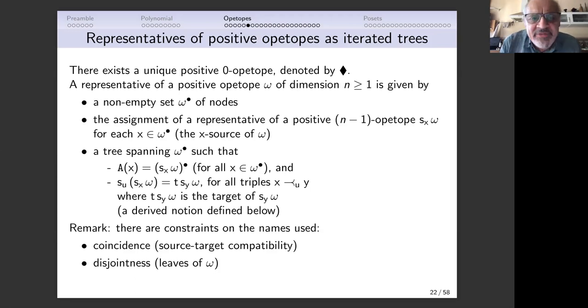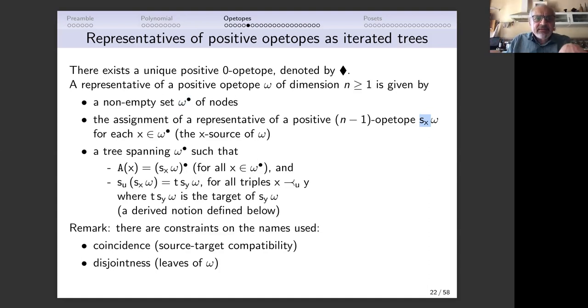So I will speak of a representative of a positive opetope. Just like in lambda calculus, there are terms and then there is a notion of alpha conversion. So here I'm very careful and I call them representatives because I make a lot of choices, and of course these choices are not very relevant. So to give a positive opetope of dimension n, I first declare a non-empty set omega bullet of nodes. For each of the nodes, I assign an n minus one opetope decorating it, and I use the notation S X omega for it, the source of omega at X, or the X source of omega. So you see that recursively, S X omega contains lots of information because it's an n minus one opetope.